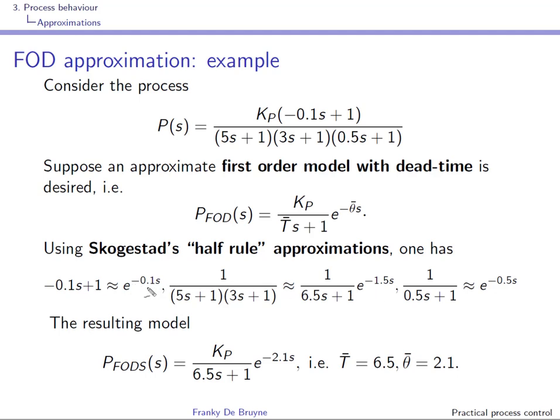If you now combine, you have a delay of 2.1 seconds, and well, the time constant was 6.5. You can kind of see here that this approximation using a first order model with dead time will not be that good, because the largest neglected time constant here, 3 seconds, cannot be considered to be small with respect to the main time constant.